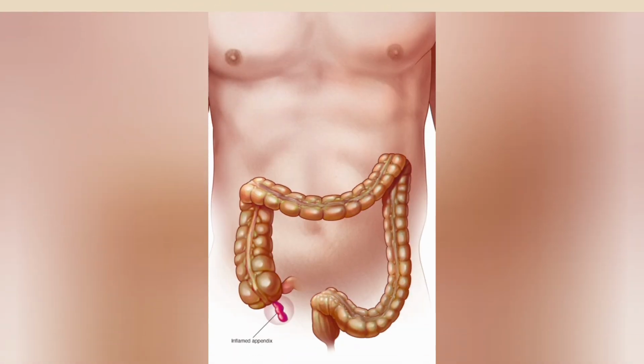Okay, the obstructed appendix becomes inflamed and edematous and eventually fills with pus. It is the most common cause of acute inflammation in the right lower quadrant of the abdominal cavity and the most common cause of emergency abdominal surgery.